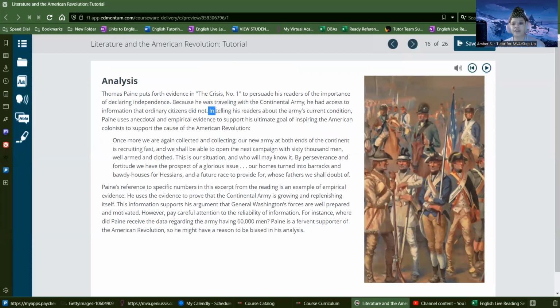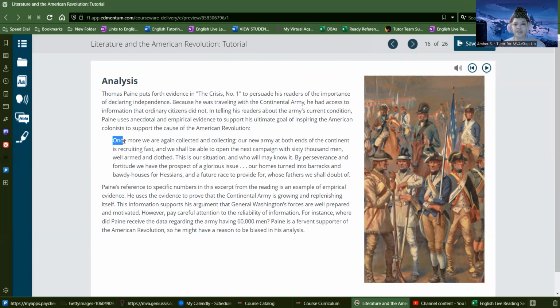So he's telling the regular everyday people about the Army's condition, and he uses empirical. Empirical basically means evidence that you can't really argue, like facts, right? So he uses a lot of anecdotes and empirical evidence to support the goal of inspiring the American colonists to support the cause of the American Revolution.